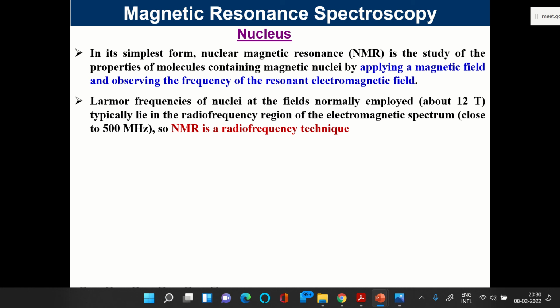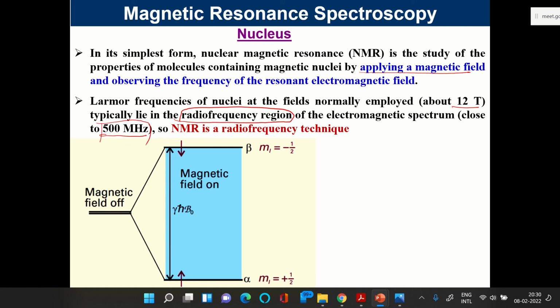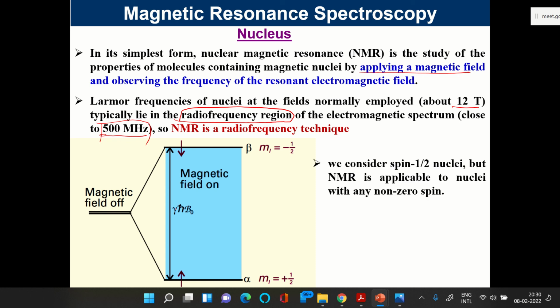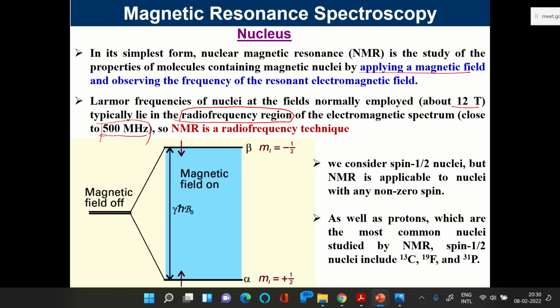Similarly, in a simpler analysis like we did for electrons, we can think of applying a magnetic field, the precession will start, and then you irradiate with some radio frequency. We calculated it to be a few megahertz. Usually when you apply 12 Tesla, you have to give 500 megahertz as the radio frequency, and the transition will occur from plus half to minus half. Gamma B naught is the frequency.